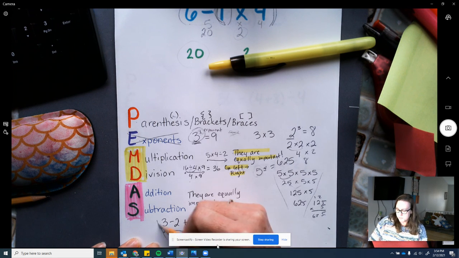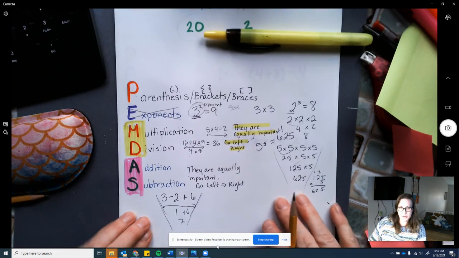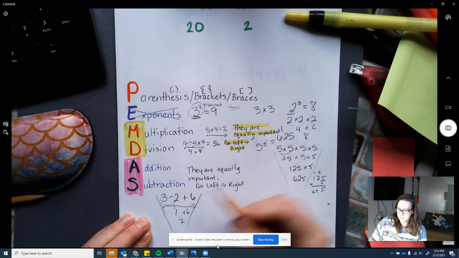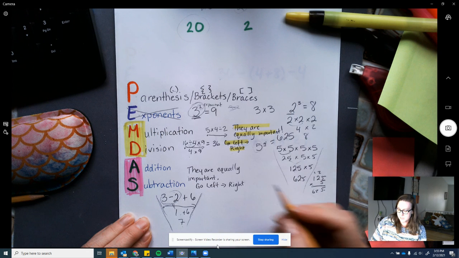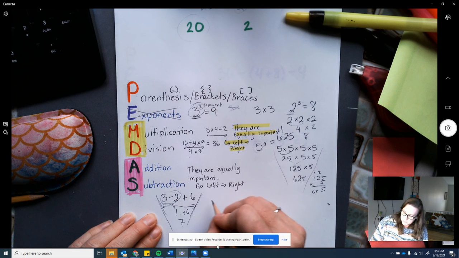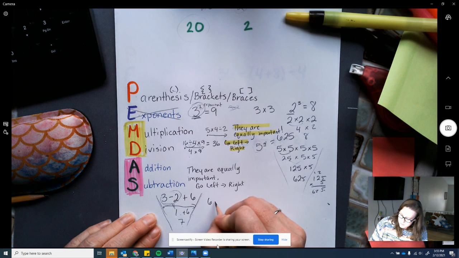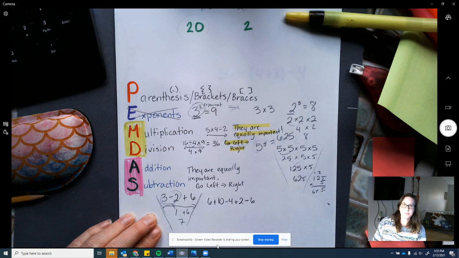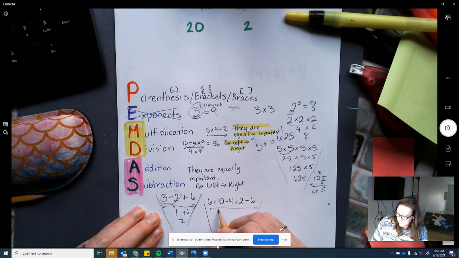You see how I'm making this upside down triangle? Oops, you can't see that very well. I'm making this kind of upside down triangle because I'm only solving one thing at a time. I solved 3 minus 2 first, and then I just rewrote the rest of the problem, and it equals 7. And if it's the other way, I'm going to make a longer one of 6 plus 10 minus 4 plus 2 minus 6. Okay, we just go left to right. So I'm going to make a bigger upside down triangle. I have to start with 6 plus 10, which is 16. I'm going to rewrite the rest of it exactly the way it is.